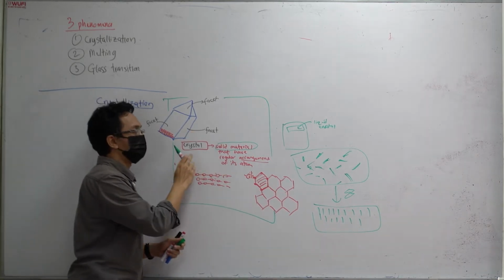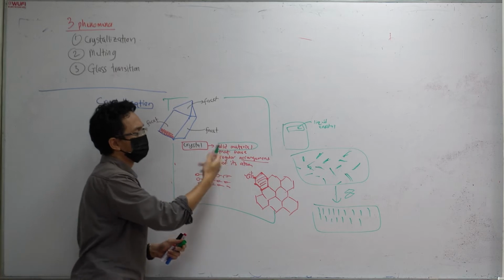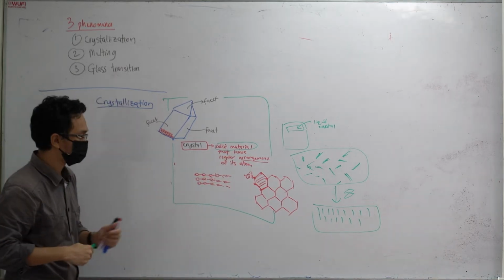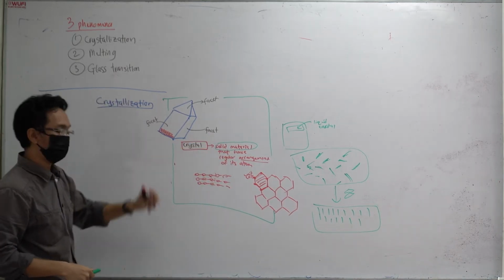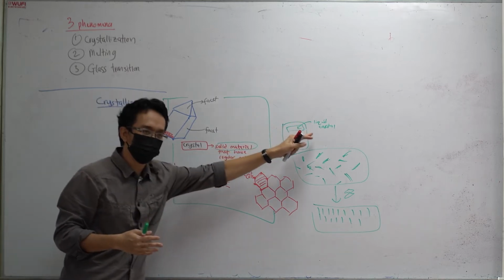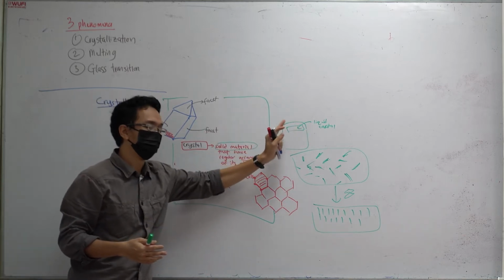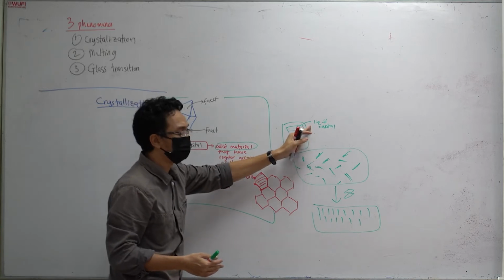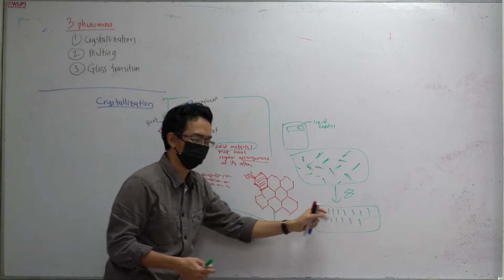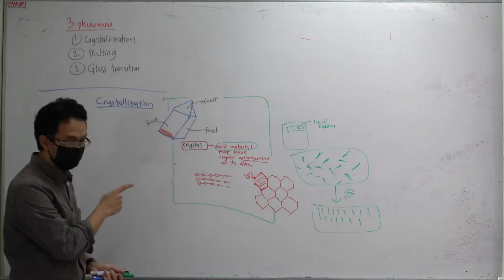So the idea for the crystal is typically a solid material that has a regular arrangement of its atoms. Typically it's solid, but sometimes you hear the word liquid crystal. Just remember that liquid crystal also has the arrangement like that. But we will not deal with that.